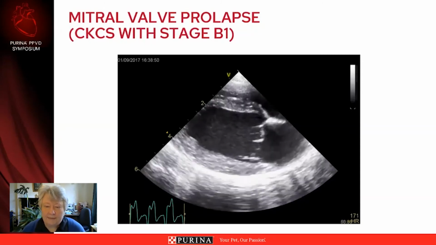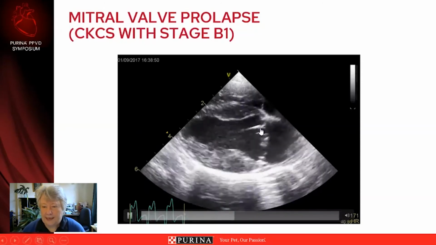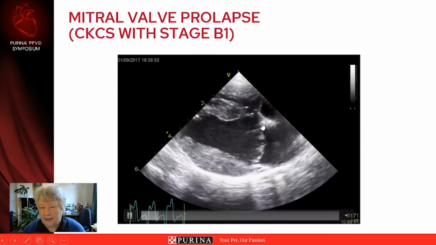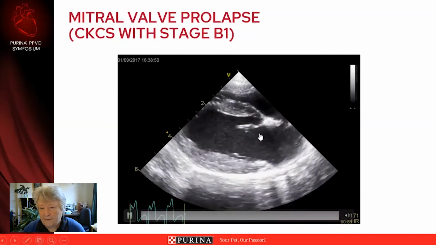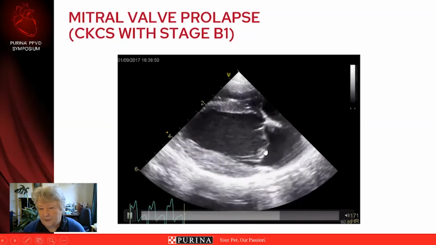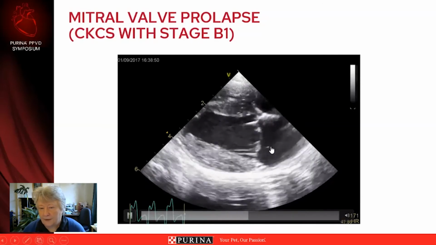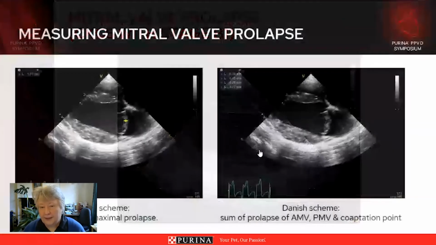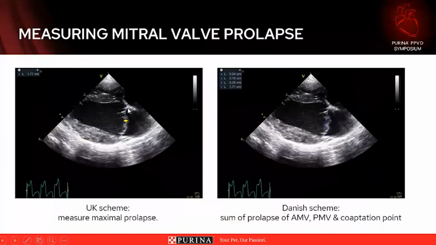So what we mean by mitral valve prolapse, we can see here. This is a stage B1 mitral valve disease dog. He did have an audible murmur, but you can see that parts of his mitral valve are prolapsing up beyond the hinge points of the mitral annulus. In the still images, if we draw a line from the hinge points of the mitral annulus across the mitral valve during ventricular systole, then any part of the valve that's prolapsing up is the degree of your prolapse.